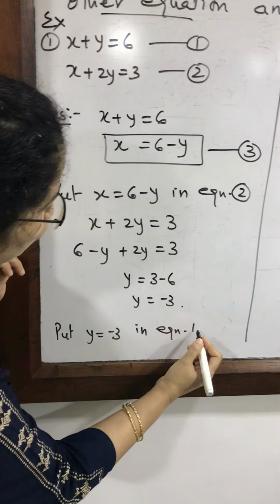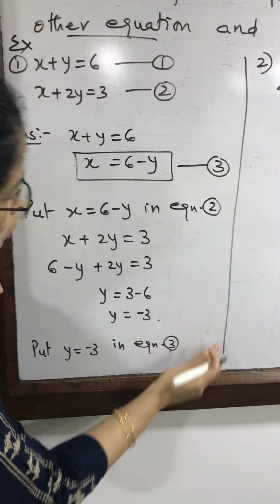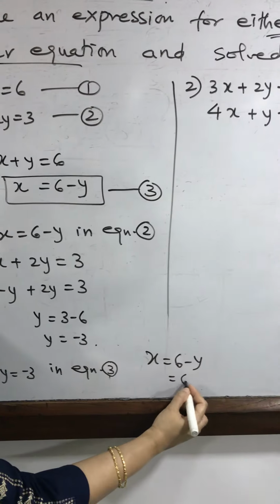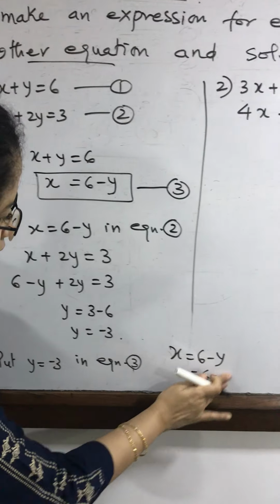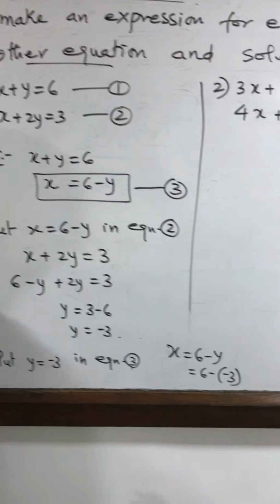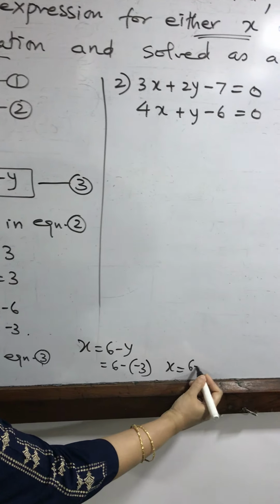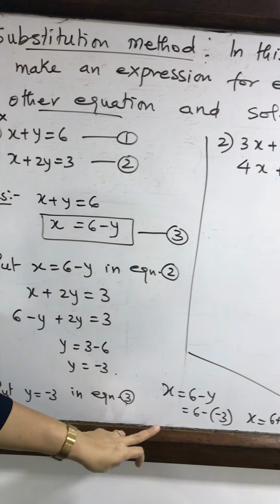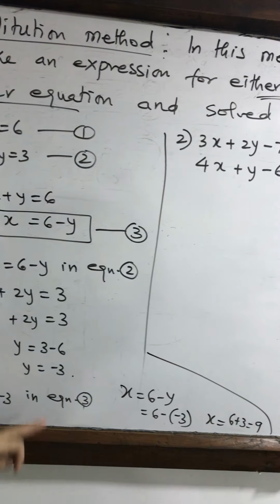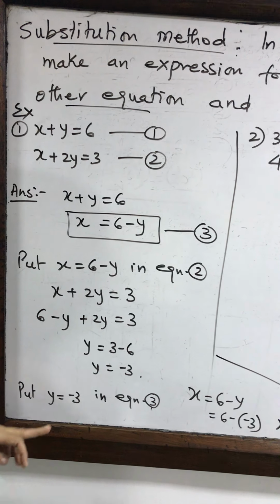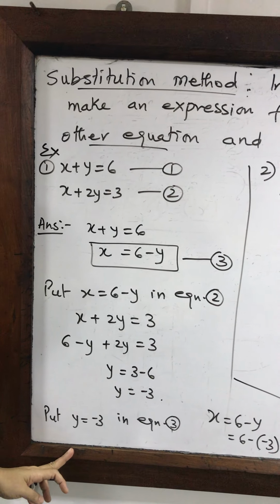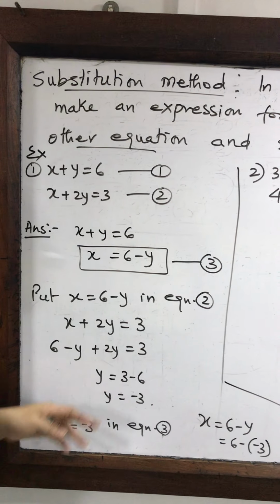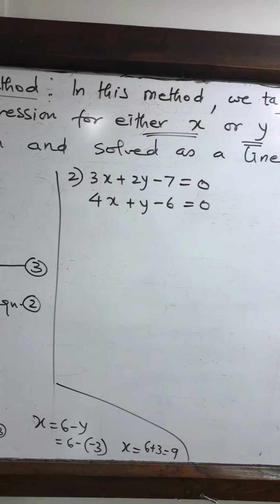You can put it in equation 1 also or in 2 also, any one equation. So here y value is minus 3, and therefore x value is 6 plus 3, which is 9. So x equal to 9, y equal to minus 3 is the solution of this first sum, which is solved by substitution method. I will now take second example.